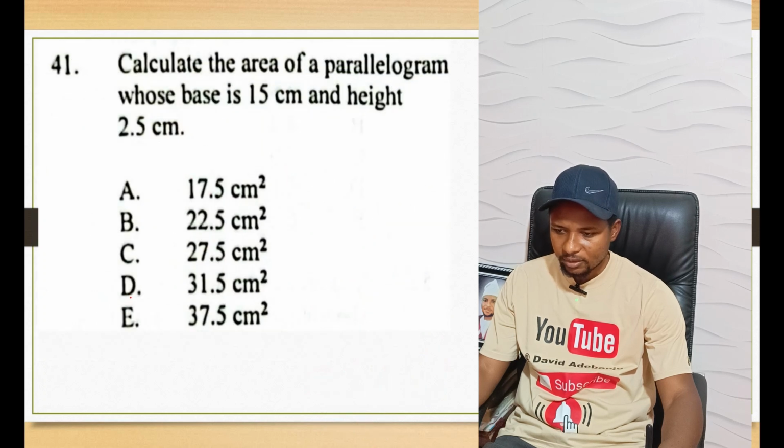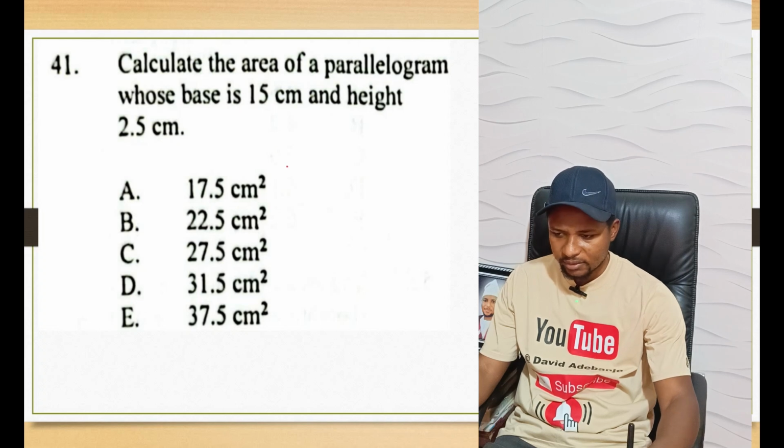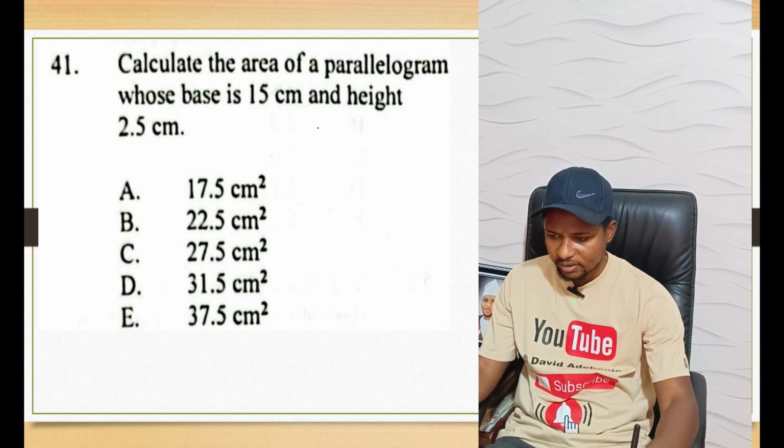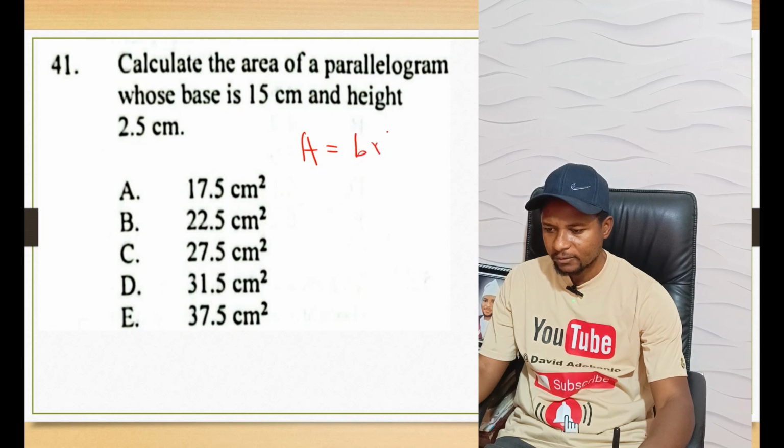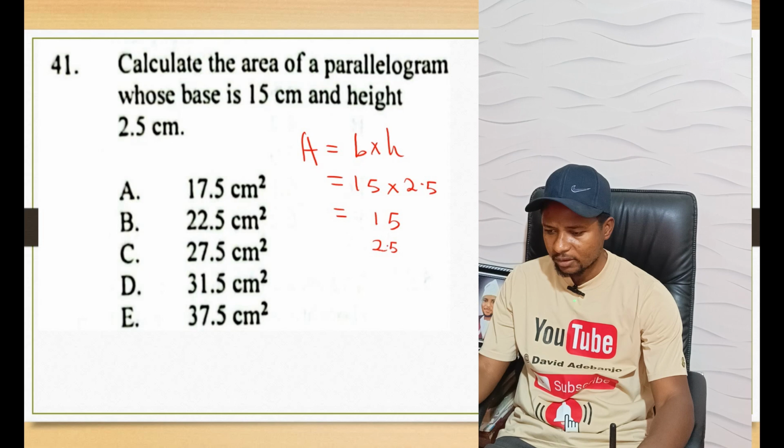Question 41. Calculate the area of a parallelogram whose base is 15 and the height is 2.5. That's the direct one. And area is base times height. So they gave you the base to be 15, height to be 2.5. And that is it. So you're just multiplying 15 times 25. And later you put the decimal place in there.